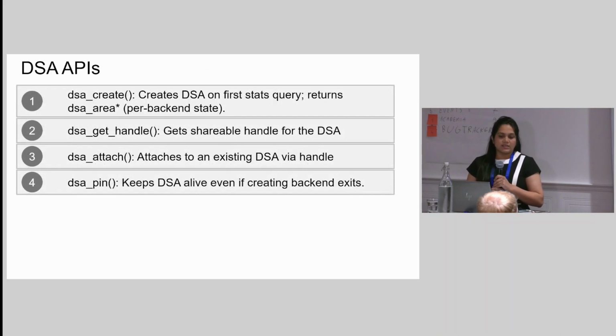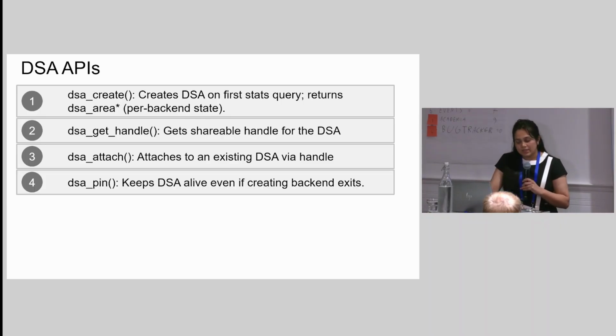So these are DSA APIs. DSA_create is used to create a DSA area, and it returns a DSA area mapping. Again, it contains mappings of various DSM segments. It is local to the backend where DSA create is called. And this backend can then, again, like DSM, use a handle, DSA get handle, to give a handle to share with the coordinating process, so that the coordinating process can also attach and share the memory using the DSA.